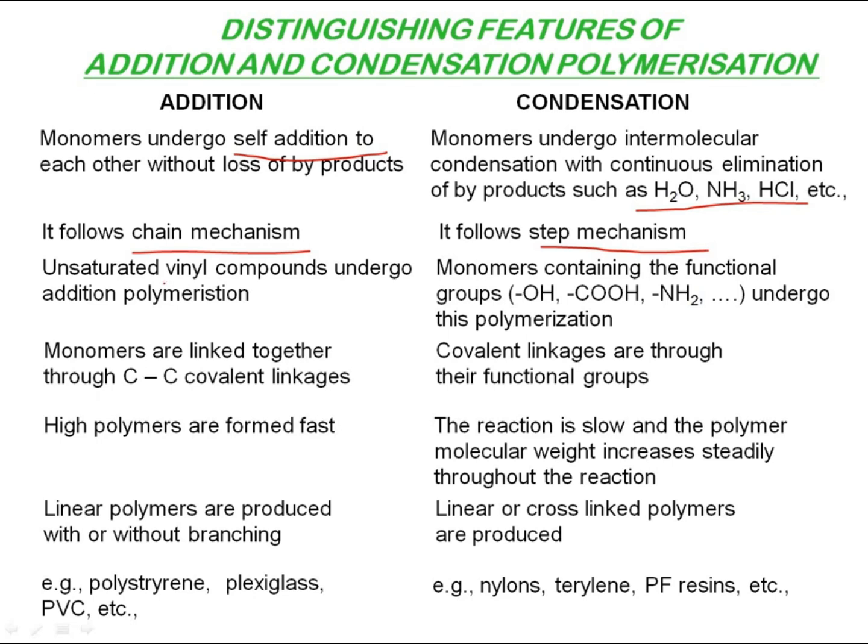Mostly unsaturated, meaning vinyl compounds, monomers having the double bonds undergo addition polymerization reaction, and condensation reaction occurs between the monomers containing the functional groups like polar functional group like hydroxy group, carboxylic groups, amine group, etc. Now, here monomers are linked together through carbon-carbon covalent bond linkages, whereas the polar functional groups, the covalent linkage may be formed between carbon-carbon or any hetero atoms.